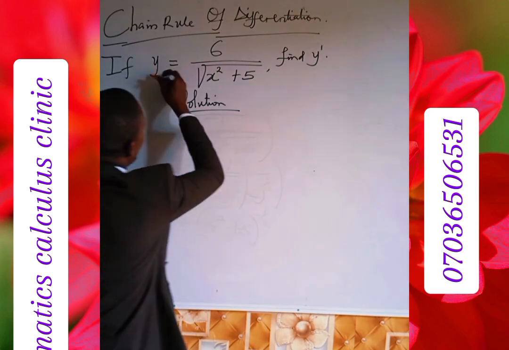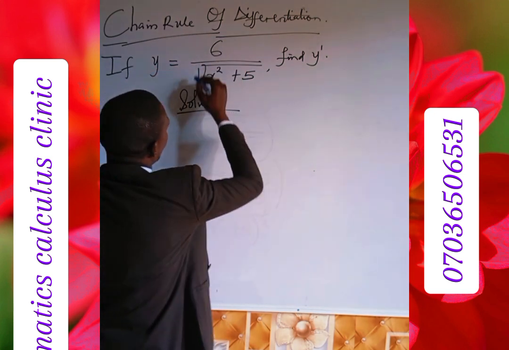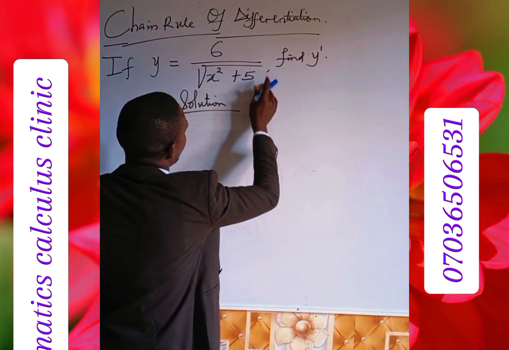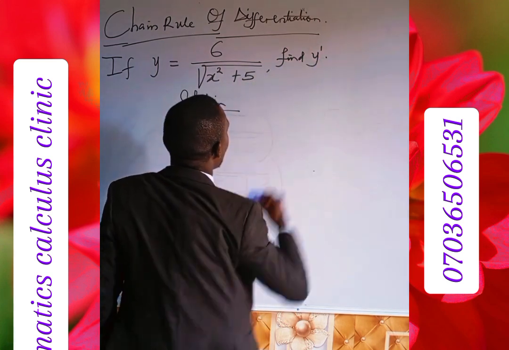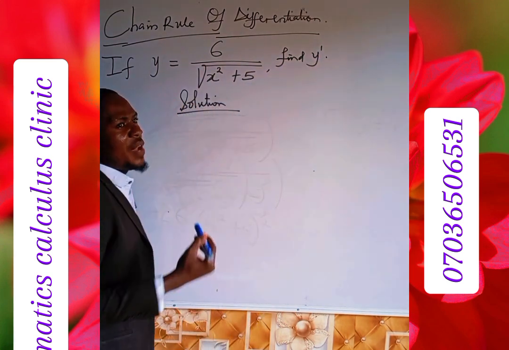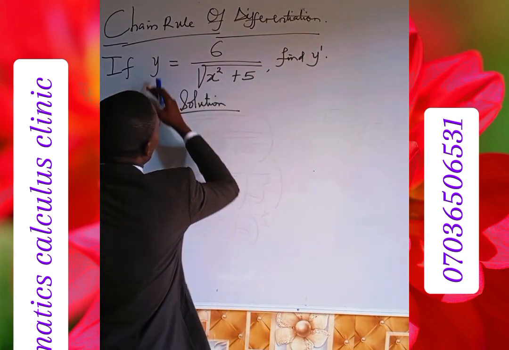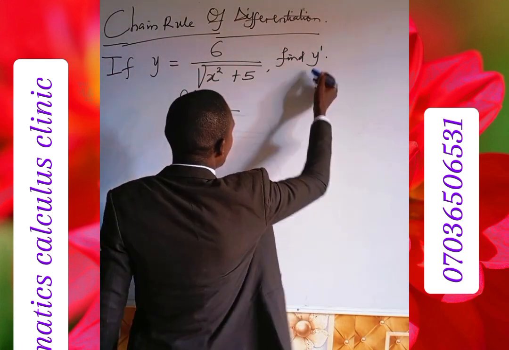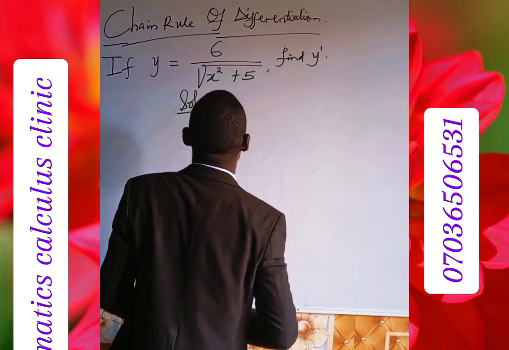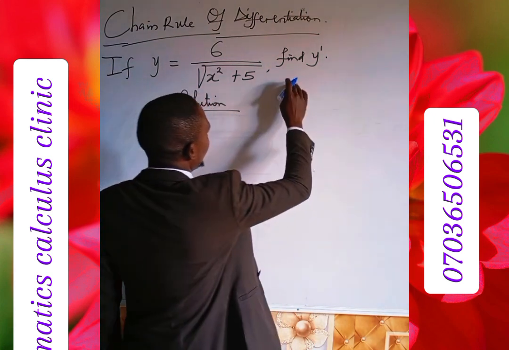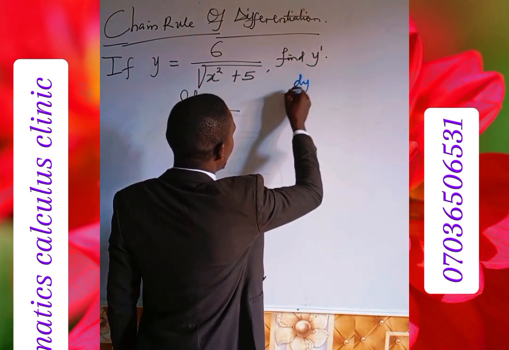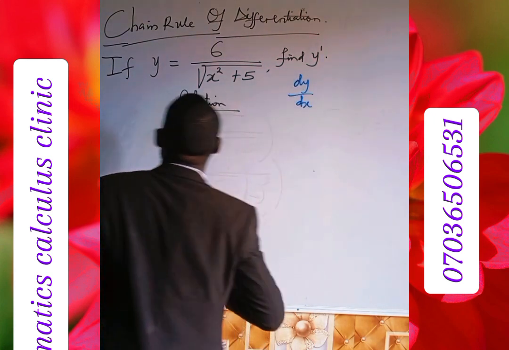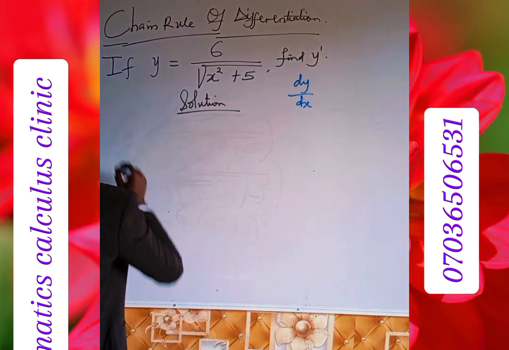If y equals 6 divided by square root of x squared plus 5, find y prime. Y prime is the first derivative of y with respect to x. Y prime can also be written as what? dy/dx. dy d what? x. dy/dx. Now let's solve it.